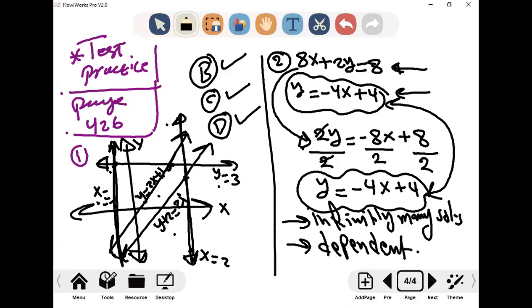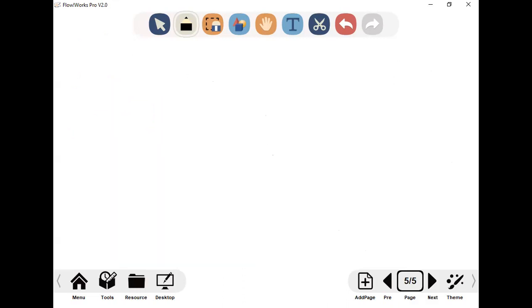Question four. Use a system of equations. Let's solve it. Question four, they want the solution, the answer for x. We have 6.9x plus 4.3 equal 4.7x plus 8. It's a normal equation, let's solve it.